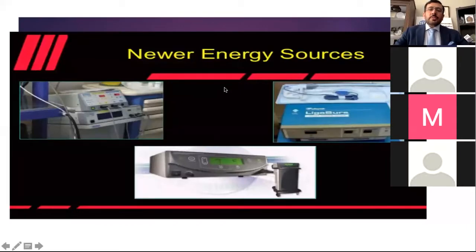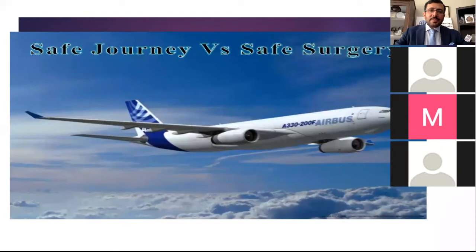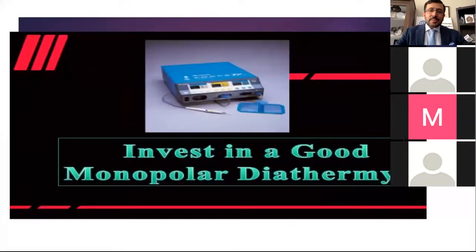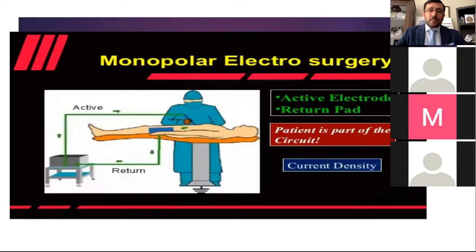Really, I don't have any particular patient question, but I'm sure the presentation was excellent. What I could say is on instruments, the lab tech, and the positioning of the patient, those are very important. So I will talk about this. We have ligature, we have different types of energy sources. So safe journey versus safe surgery, that is the most important. If you are doing surgery, it must be safe. So then invest in a good monopolar diathermy. If you are using monopolar, the investment must be for a good instrument.